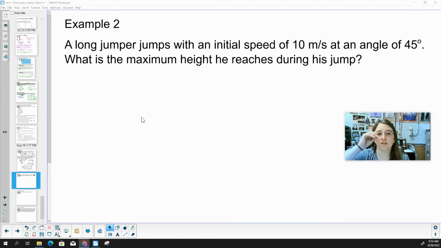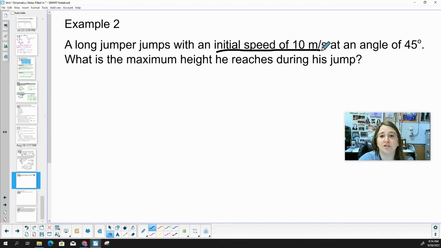It says a long jumper jumps with an initial speed of 10 meters per second at an angle of 45 degrees. So we always want to start off by drawing that picture. Take a second and draw this picture. It's going to be a triangle. What's that going to look like? Well, when they say initial speed, that means specifically along the pathway. This is their total speed along the pathway, so that's the hypotenuse, 10 meters per second, at an angle of 45.